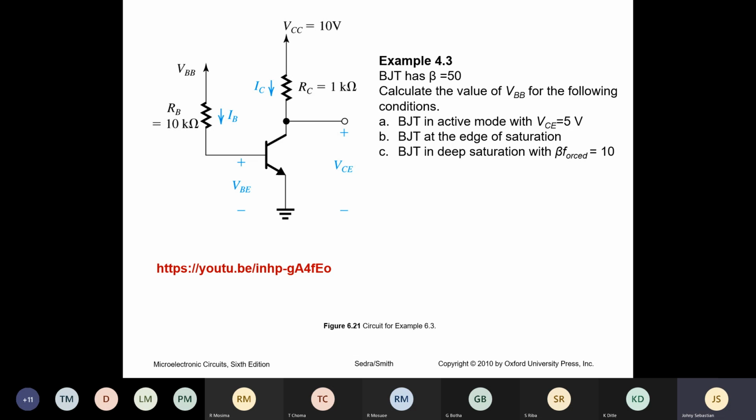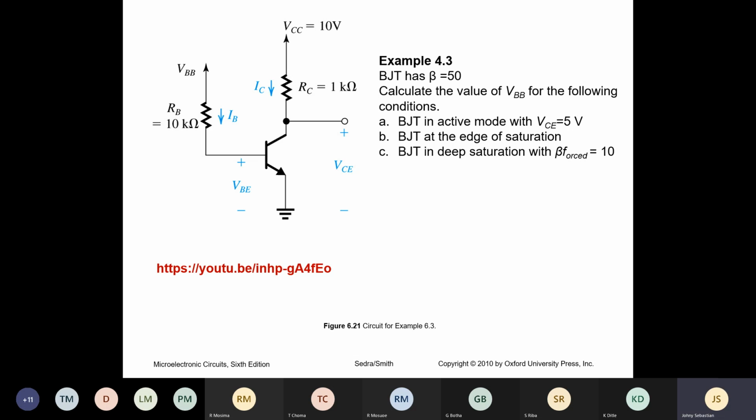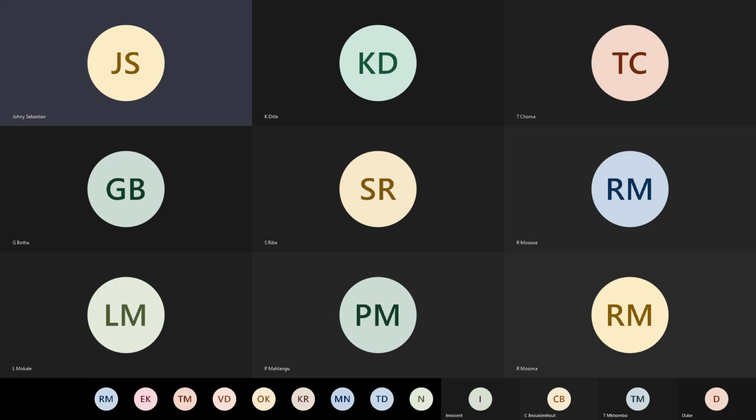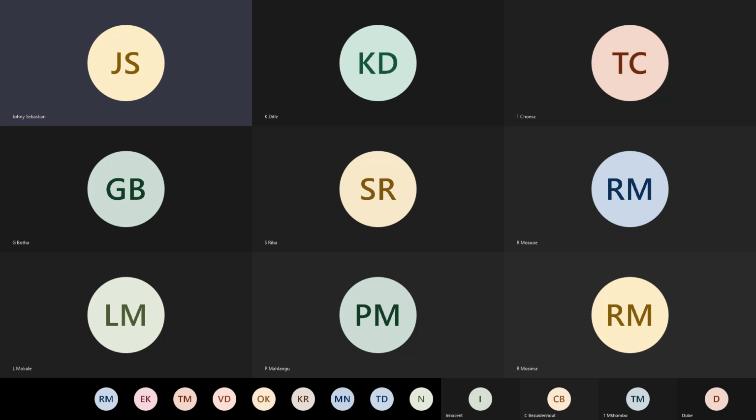Going back to where we came from. BJT circuits at DC, first order analysis. A first order analysis compromises the accuracy for speed and insight of a circuit behavior. Hence, the following assumptions are used. Remember, we need speed. Why do we need speed? Because we need a quick understanding of what is happening in the circuit.